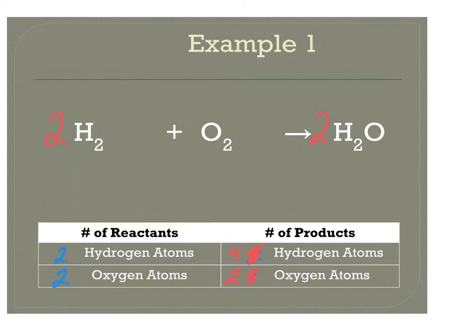By doing that, I now have 4 hydrogen atoms. As a way to double check, you can go back over each element and say, okay, I have 4 hydrogen atoms in my reactants, and I have 4 in my products. I have 2 oxygen atoms in my reactants, and I have 2 oxygen in my products. And so I know now this is a balanced chemical equation.